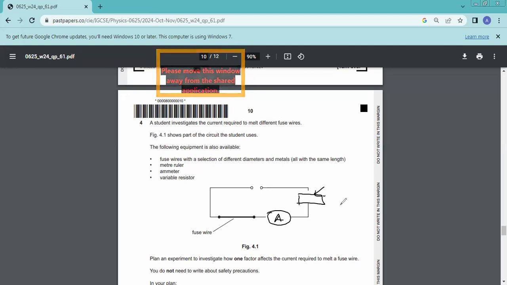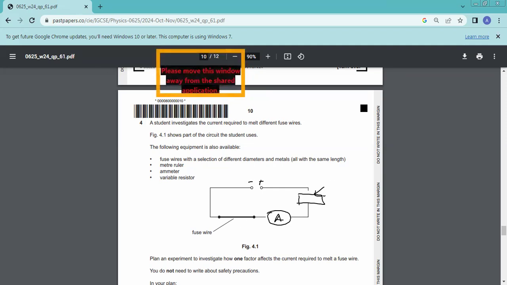The power supply is represented by a circle with a positive and negative terminal. So here it should be positive and negative, and this is how it is drawn with a positive and negative terminal.